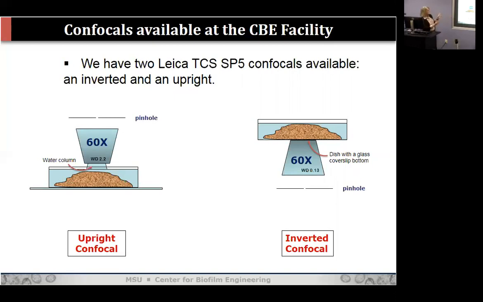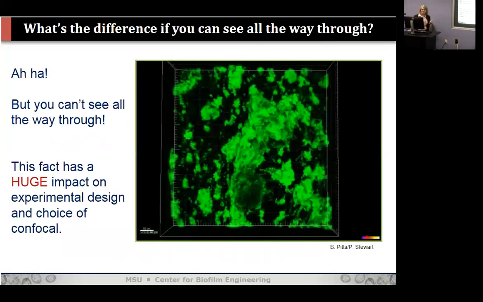And you might say, well, why do I care? How do I know which confocal to choose if I can see all the way through the biofilm? That's a really good question. You can't. And that is a huge consideration when you're imaging thick objects.